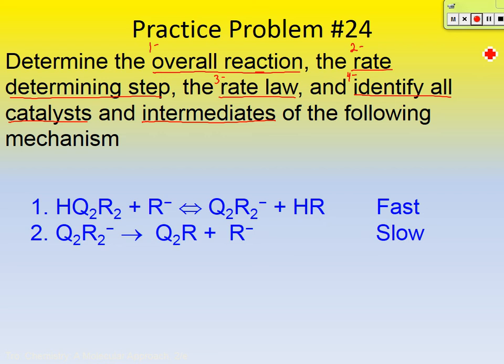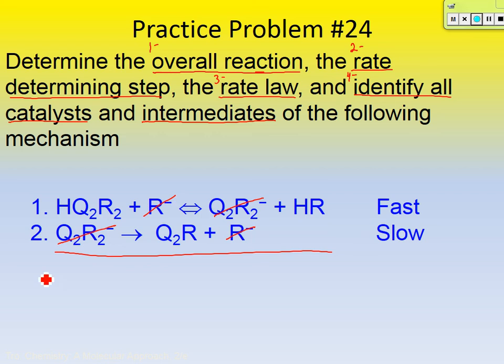First of all, the overall reaction. What I would do is draw a line underneath your two elementary steps. And let's see if we can cancel anything out. It looks like my Q2R2 minus can cancel out. It also looks like I can cancel out the R minus on both sides of the arrow. And is there anything else there that I can cancel out? It doesn't look like it.